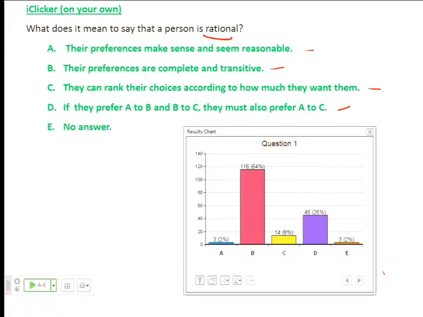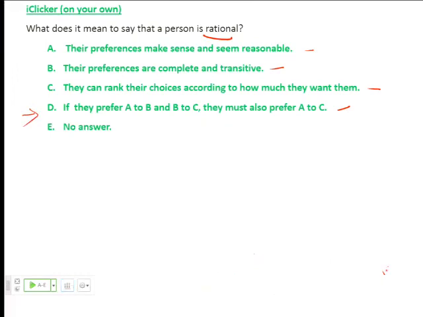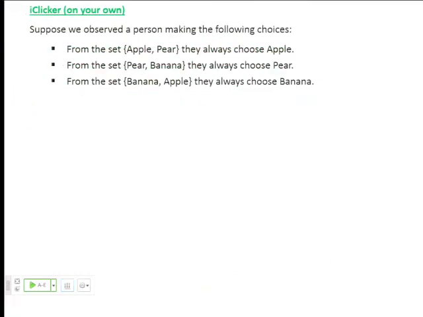So if you said D, you're correct. It is correct to say that if a person is rational, it must be the case that if they prefer A to B and B to C, they also prefer A to C. And let's take that piece of information and try something else. Suppose we observe a person over time.